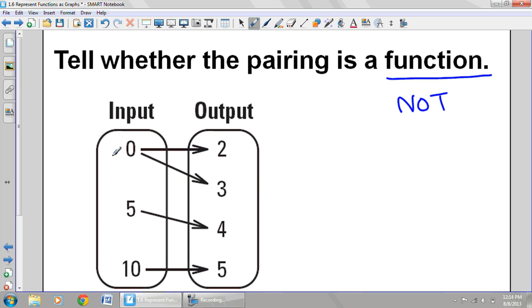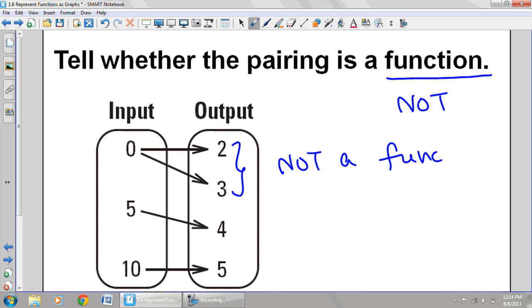because look at the possibility. If I substitute a 0, or if I open the machine and I put in a 0, I should only be able to get one answer. Here I am getting two answers. So because I'm getting two possible answers for 0, the answer is it is not a function.